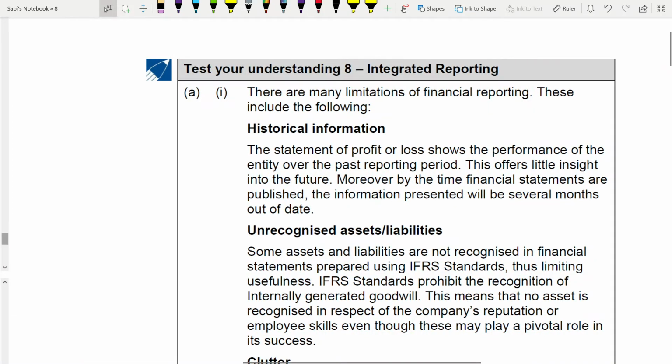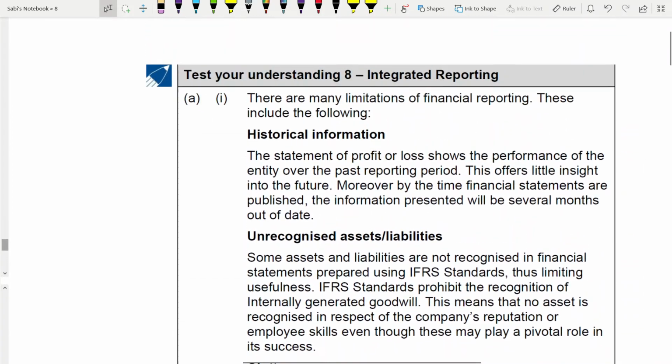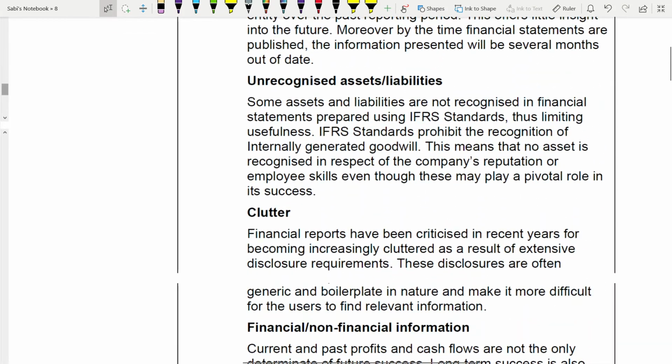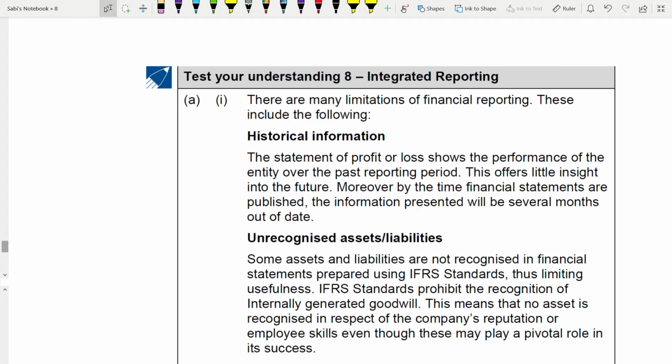So for 6 marks you can write 6 different points to get this answer. These explanations are pretty long, but you can make them short, maybe 1 or 2 sentences, or up to 3 sentences under each. But I would say, write 6 points. 1 point will give you 1 mark. So 6 marks means write 6 different limitations of financial reporting.